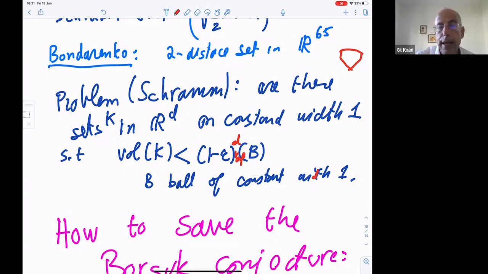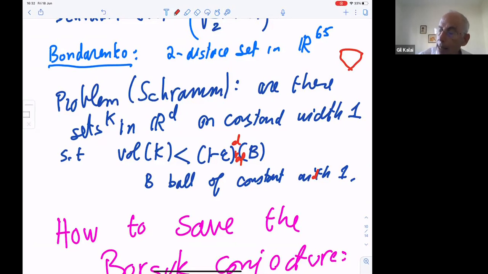So we know that there are sets of constant width which are not balls. This might be a big surprise. Many people, including mathematicians, are not aware of this fact. But the question is, when we go to larger and larger dimensions, are there sets of constant width with volume which is exponentially smaller than the volume of a ball? And this is not known.